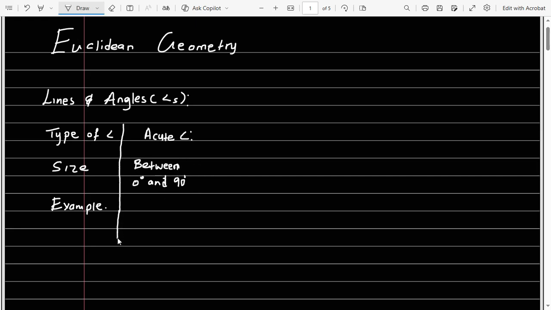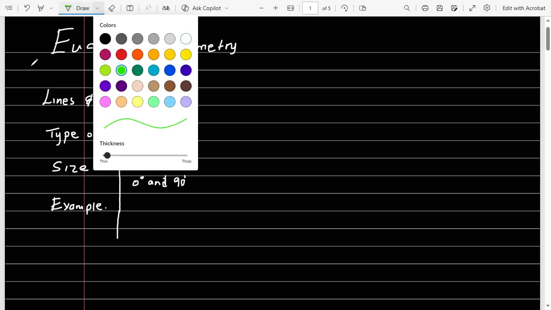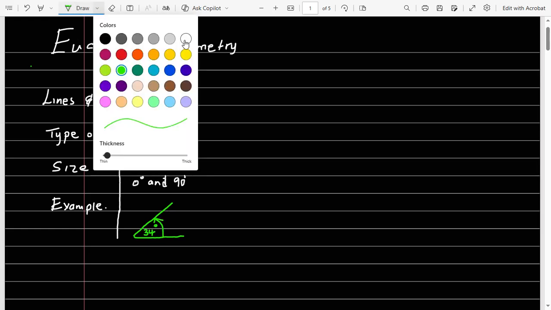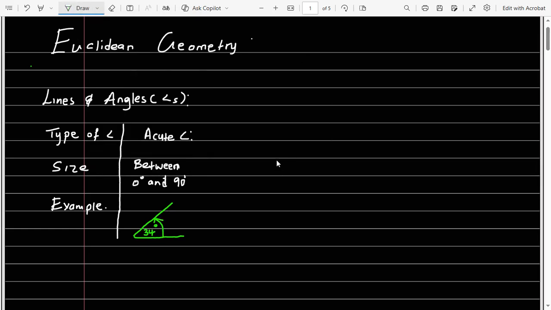The example of an acute angle will look like this. If I have an angle like this, and they tell me that this angle is 34 degrees, you can see that 34 degrees is between 0 and 90. Then we're going to call that angle an acute angle. Now let's move to the next one.